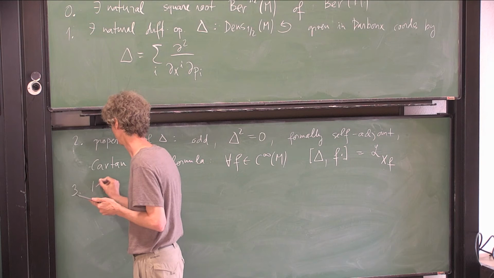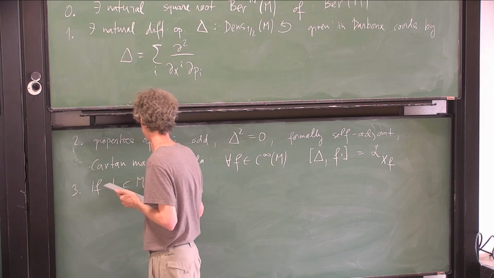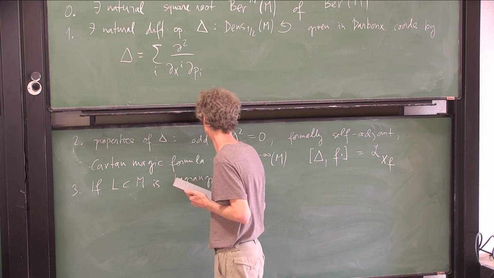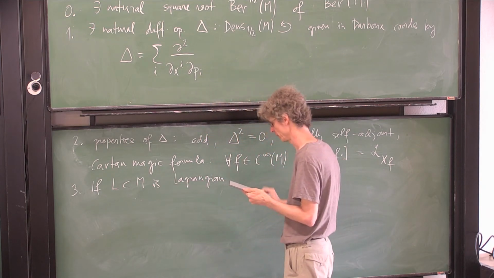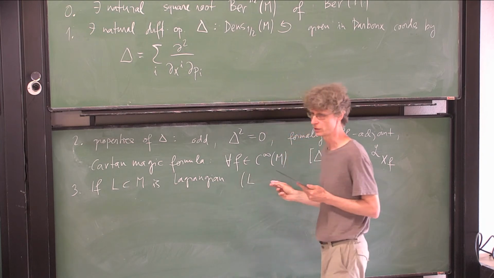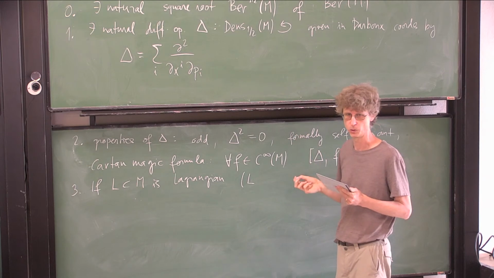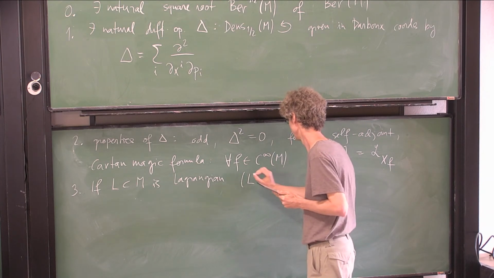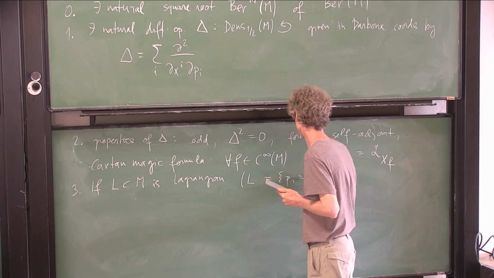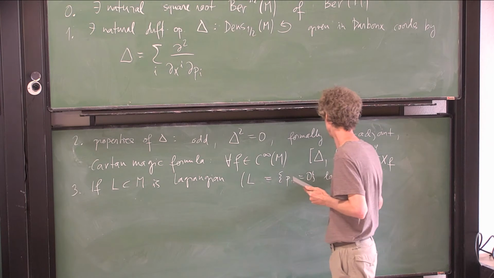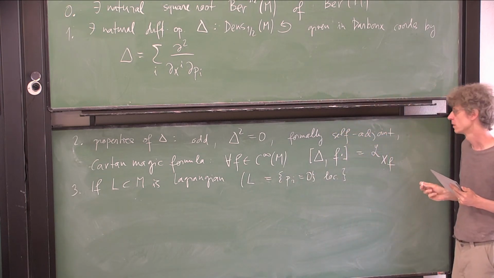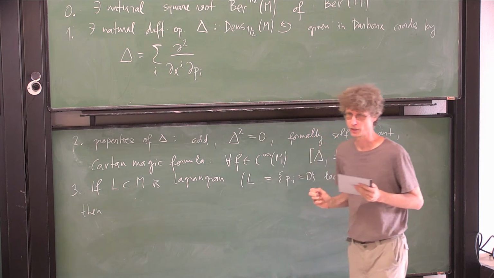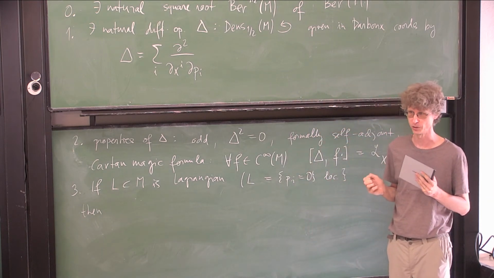So if L, part of M, is a Lagrangian submanifold, or supermanifold, I should say, let's say that L is locally given, in Darboux coordinates, by setting all p's to 0. So let's choose locally some Darboux coordinates. So L is given by all those p_i equal to 0. Then there is a distributional half density which is supported on L, which is somehow very nice.